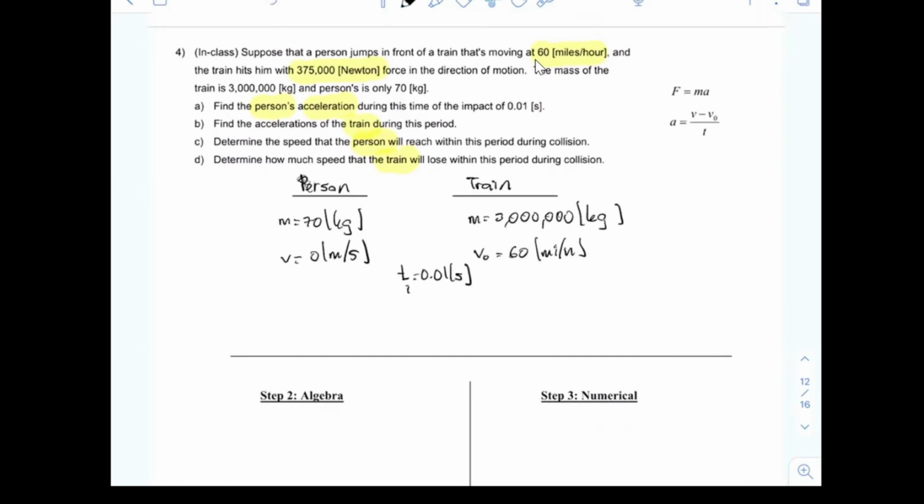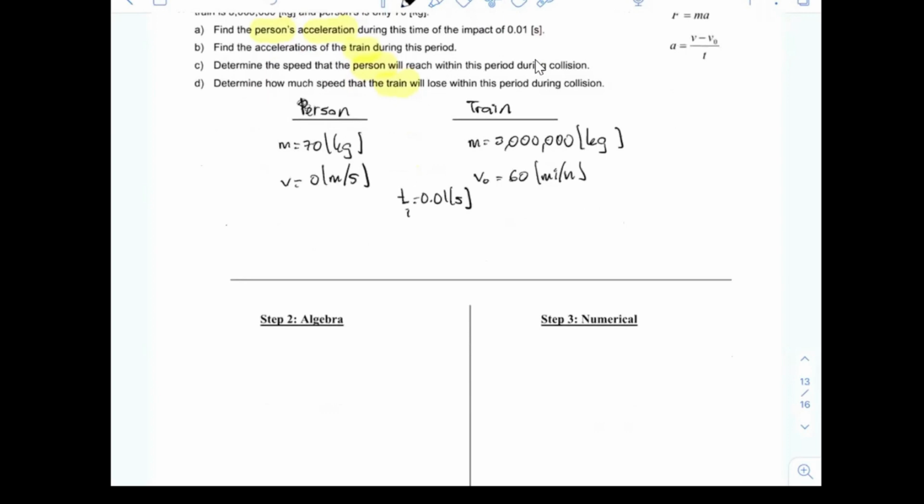All right, so what do we do? For A and B, figure out the accelerations for the person and the train. I want to know what these accelerations are, and for safety reasons, I'm going to express the acceleration in terms of g. And then let's figure out the speed of the person and the train right after impact. So what is the final speed?